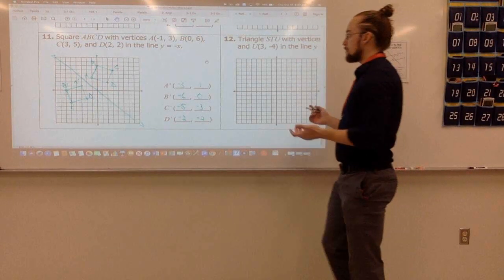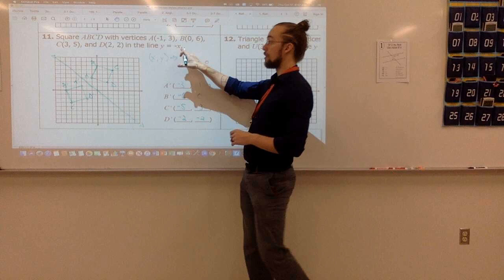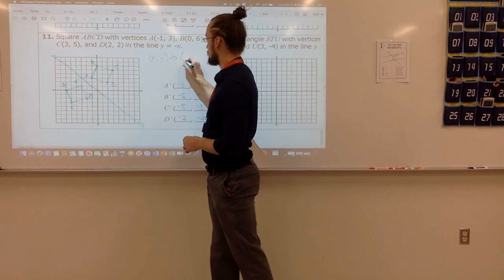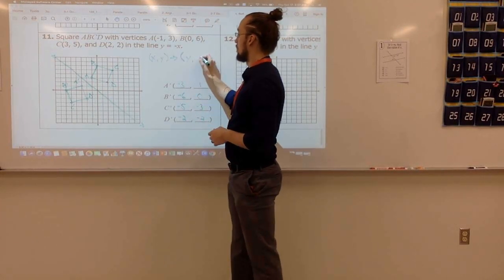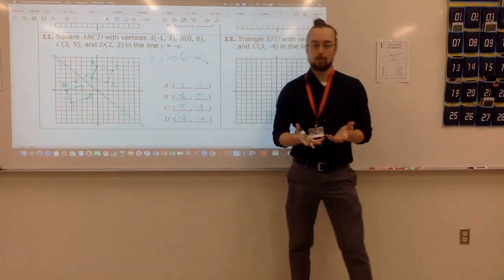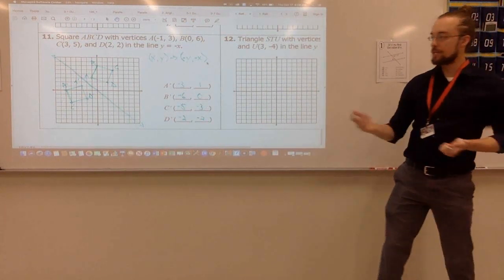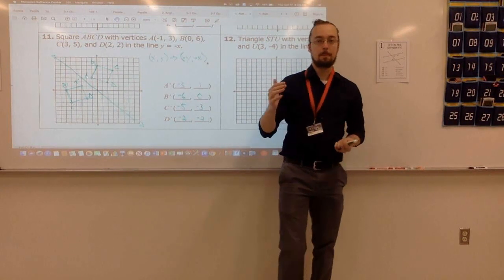So, I guess I should have jotted this down for y equals x. We can put that back up there in a second. But if I'm reflecting across the line y equals negative x, I take my coordinate point. Okay, this is like the generic rule. I switch my coordinates and take the opposite of both of them. Okay, take a coordinate, switch them, and take the opposite of both of them.